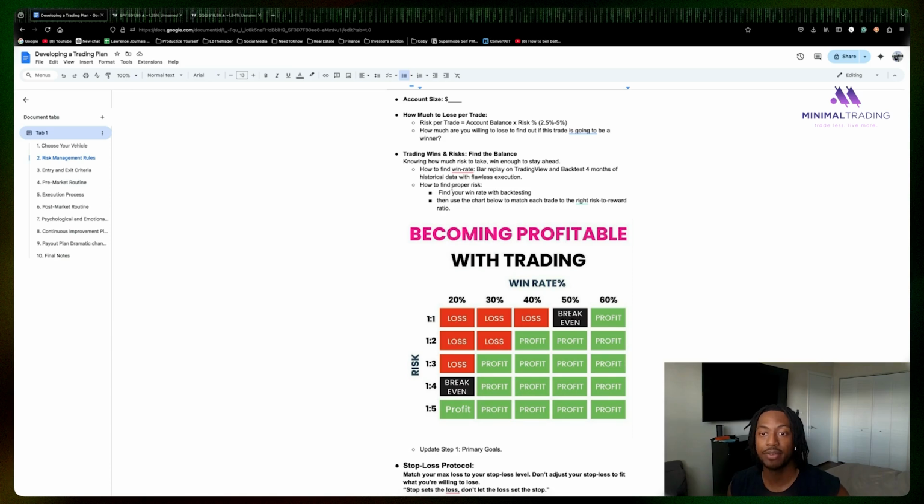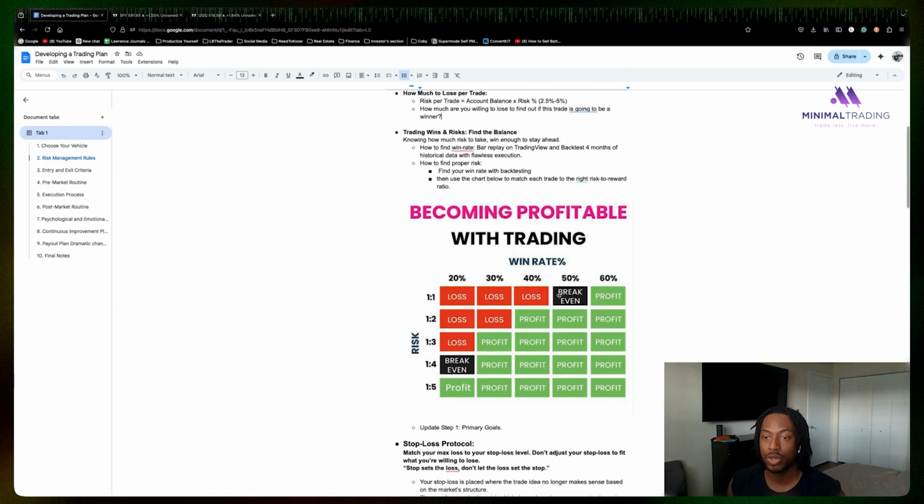Okay. Now, how to find your proper risk? You take that win rate after you finish backtesting and you look at this chart. So if your win rate is 50%, you need to make sure that you have at least a 2 to 1 risk to reward ratio, right? And what that means is if you're risking $1, so if you lose $1, every profit target that you have on that trade should be at least $2 minimum.